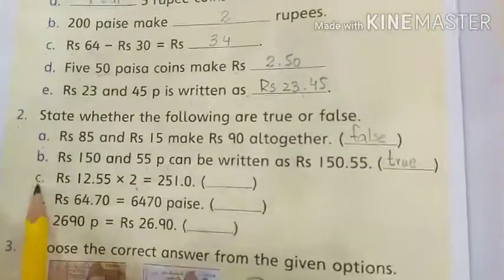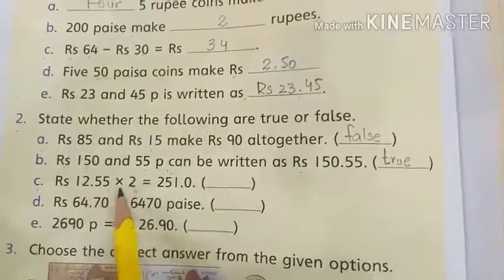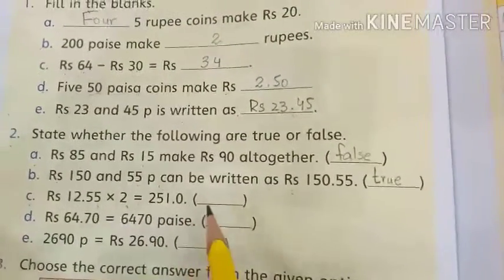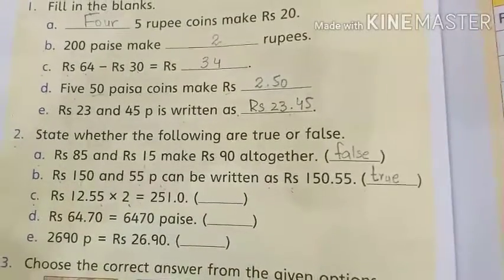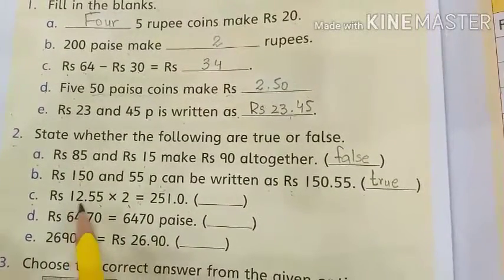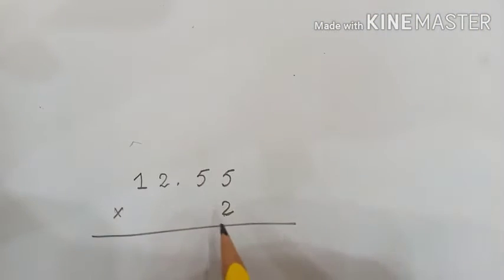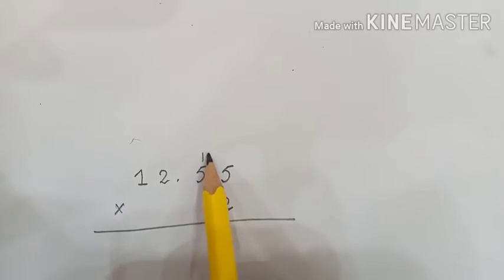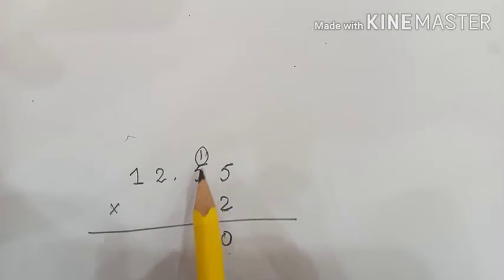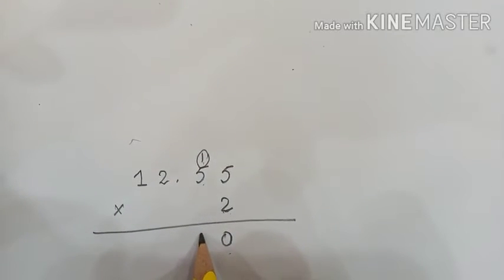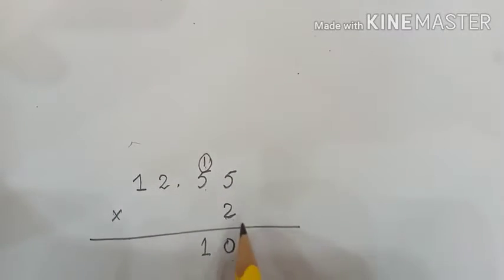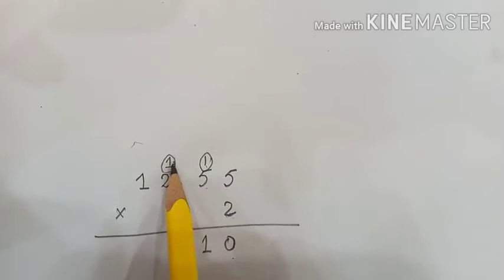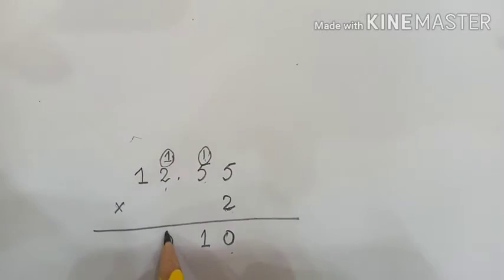Okay students. The next part C, rupees 12.55 multiplied by 2 is equal to 251.0. Students, is this statement true or not? We will multiply the 2 by 12.55. 2 5s are 10. We will put here 0 and the 1 will go as carry in the next column. 2 5s are 10. 10 plus 1 is equal to 11. Here we will put 1 and the other 1 will go as carry in the next column. 2 2s are 4, plus 1 is 5. We will write here 5.